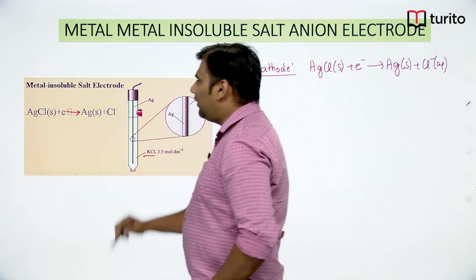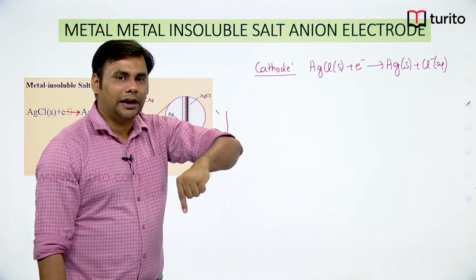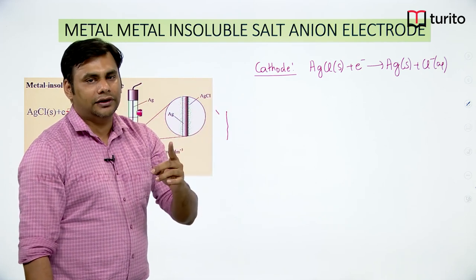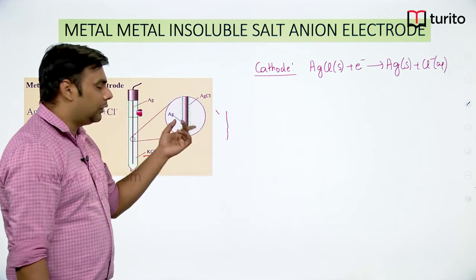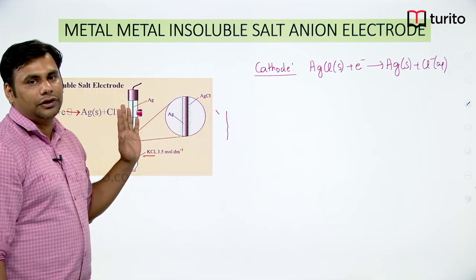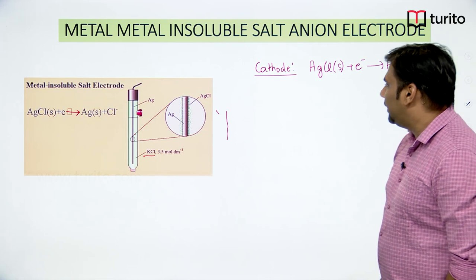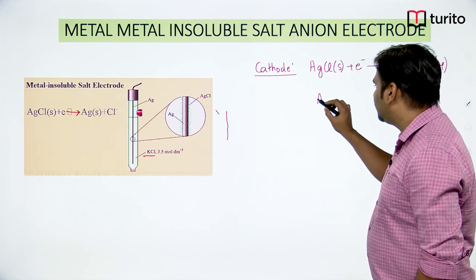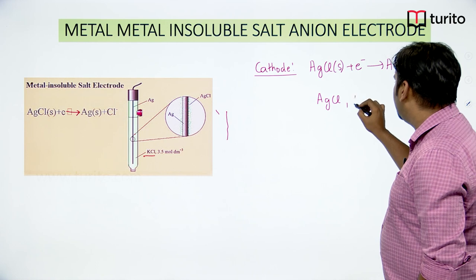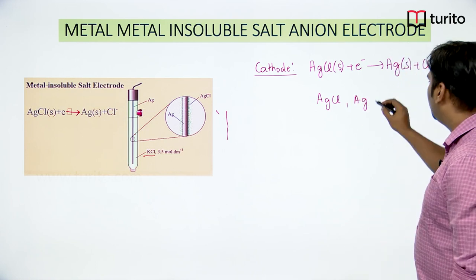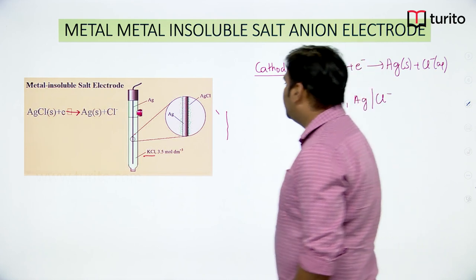So when this is acting as a cathode, the electron coming from the anode into the cathode is taken up by the AgCl paste around the silver metal, which gets reduced into Ag. The Ag formed gets deposited on the rod only, and Cl negative goes into the solution. So this is what is happening when it acts as a cathode. If we want to write the cell representation of this, it would be AgCl, that is solid, changing into Ag, same phase so separated by a comma, then Cl negative, because that is present in the aqueous solution. Hope this is clear to you.